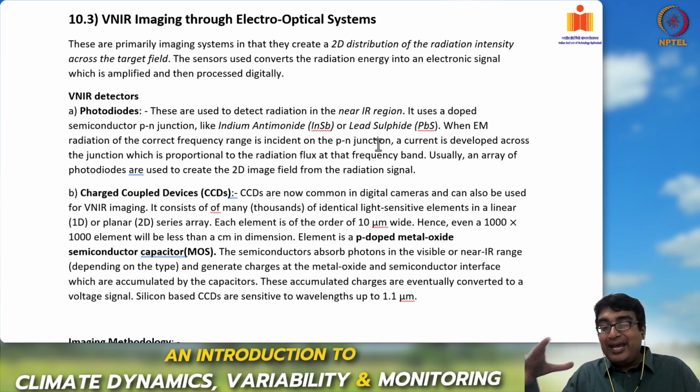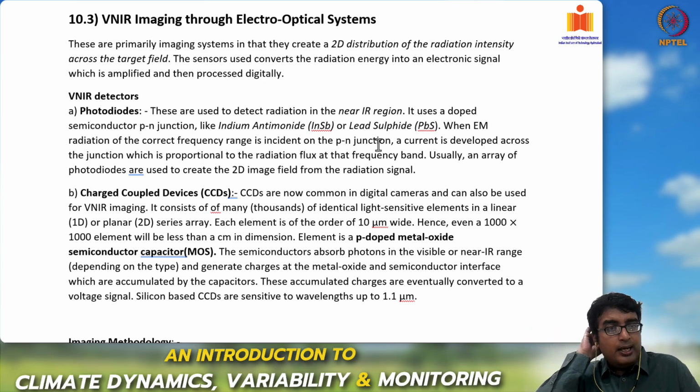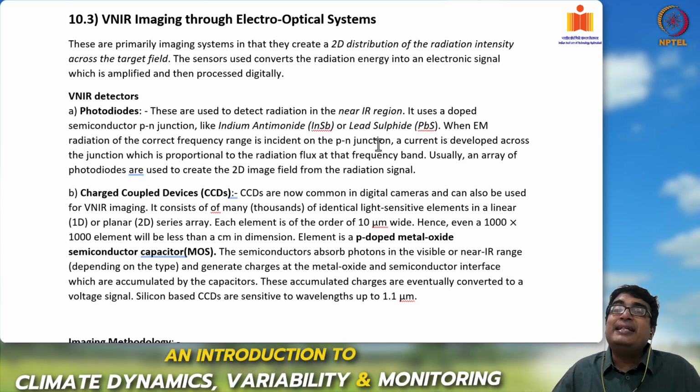So the light energy is converted into a current signal by this PN junction, and this current is basically what is being detected. Usually an array of photodiodes is used to create a 2D image field from the radiation signal. Basically, a PN junction sensitive to certain spectra of radiation, usually indium antimonide or lead sulfide, is the material being used. The current generated is used to convert the light signal into an electrical signal at the requested bands.